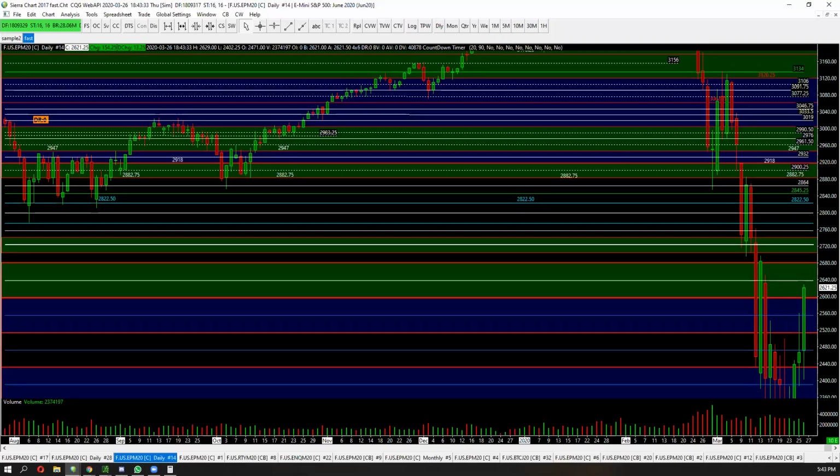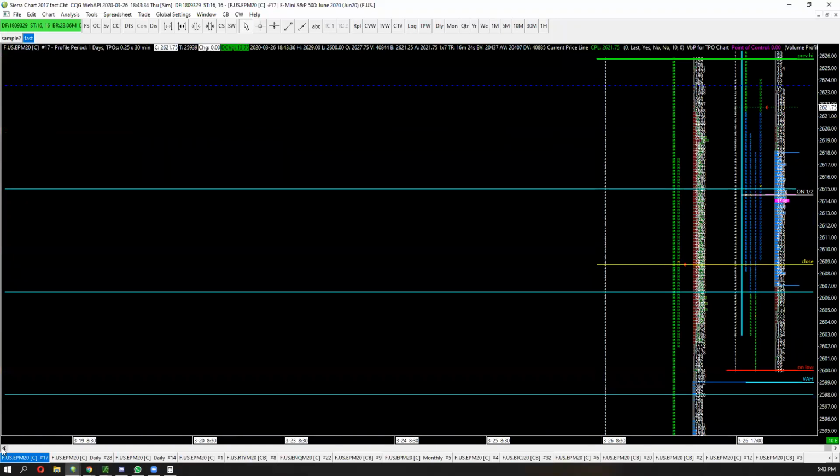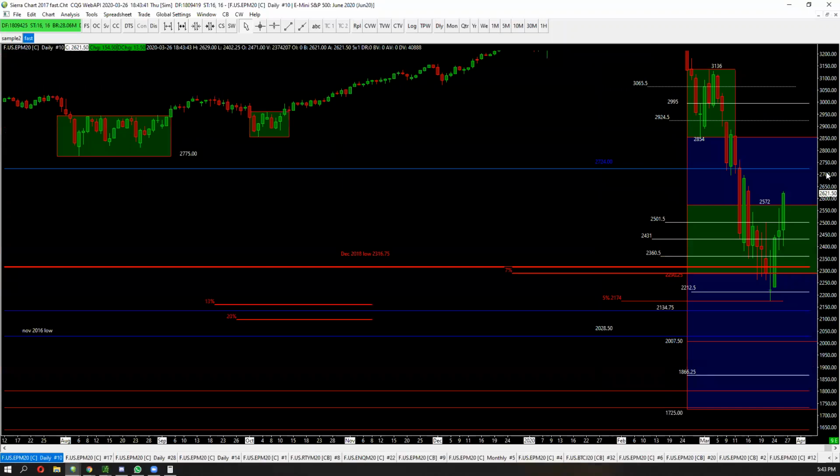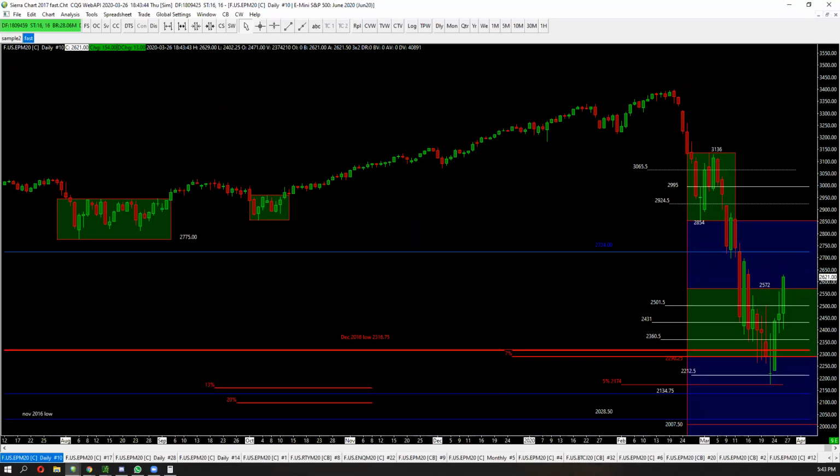I don't know why these charts move around so much. Oh, here it is. This one was even really simple, how I got these levels, and you can do it with a candlestick too.